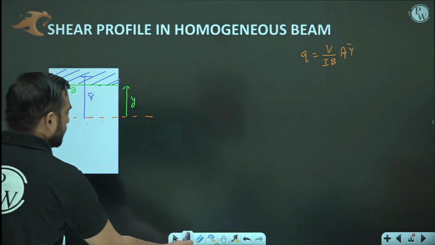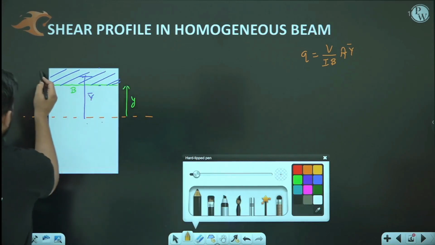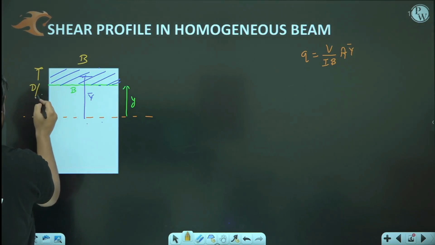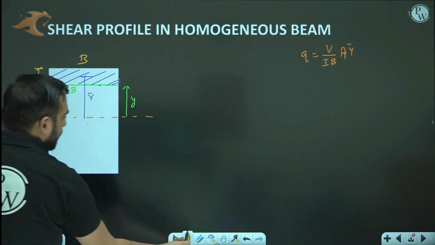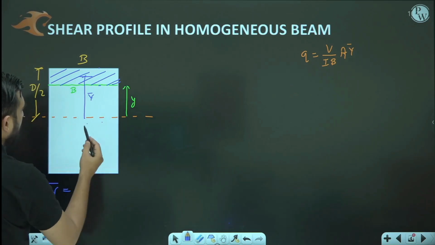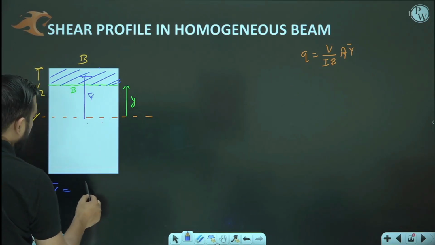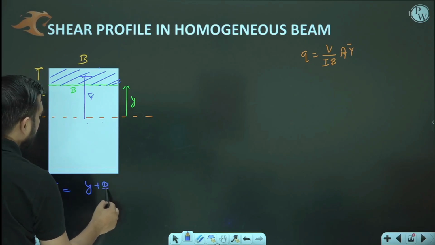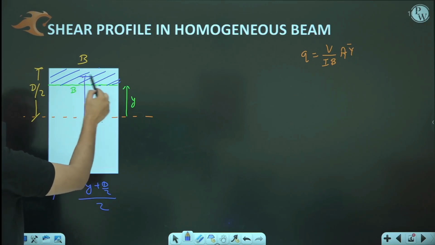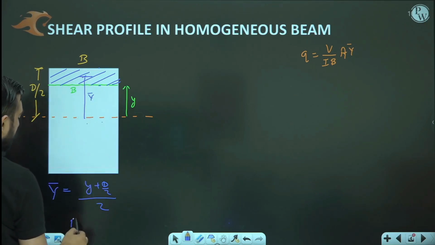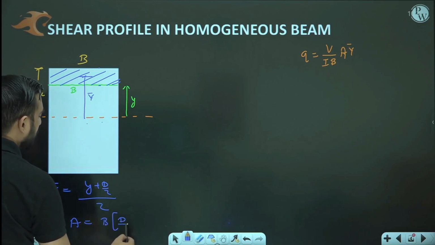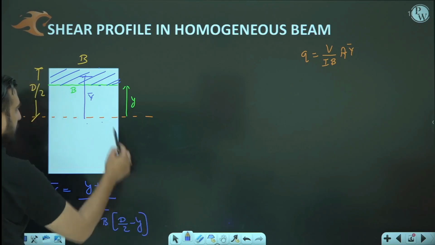If this is D, this is B, and this is D by 2. What about y bar? Y bar is equal to how much? It is the average of y and D by 2, that is y plus D by 2, divided by 2. What is the area? Area is B into D by 2 minus y. This is the shaded area.